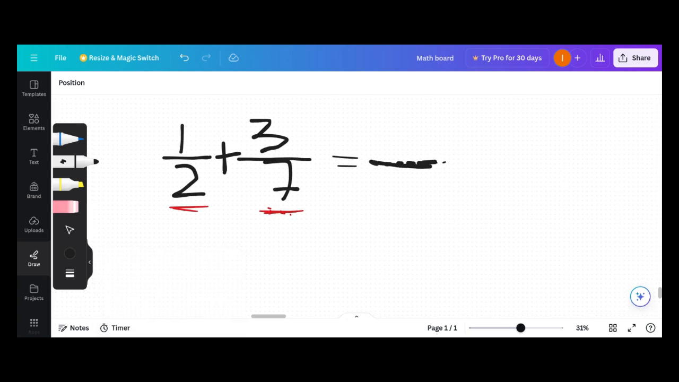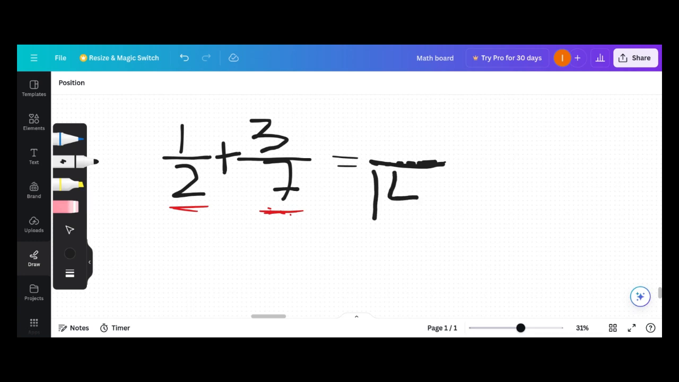Okay, so let's skip count by 2's, okay? 2, 4, 6, 8. We cannot get from 7 to 8 by multiplying, so 8, no. 10, no. 12, no. 14, 7, 14. Yes, we can get from 7 to 14. That means the common denominator here is 14.